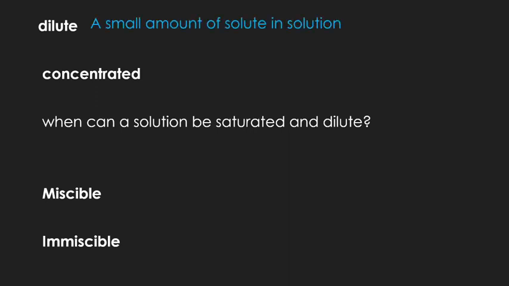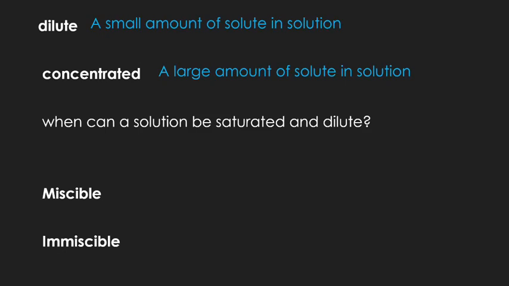So now let's talk about some related words before we move into those graphs on the next page. The word dilute or diluted means that we have a very small amount of solute in the solution. It's just a little bit of stuff in a lot of water. Concentrated, on the other hand, is a large amount of solute in a solution, or a lot of solute with less solvent, less overall solution volume.